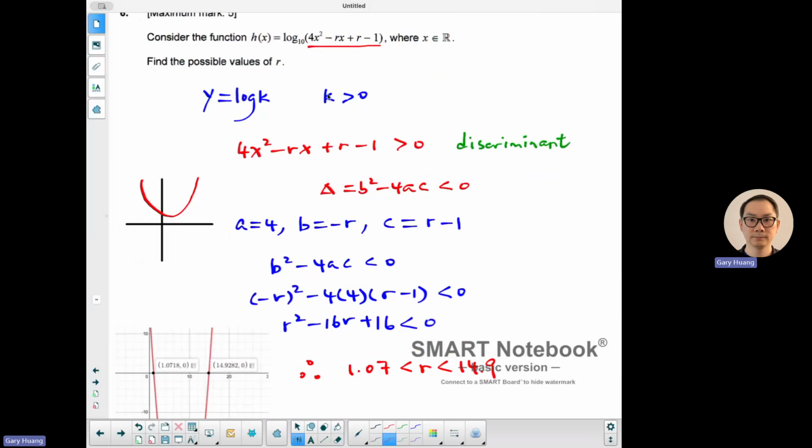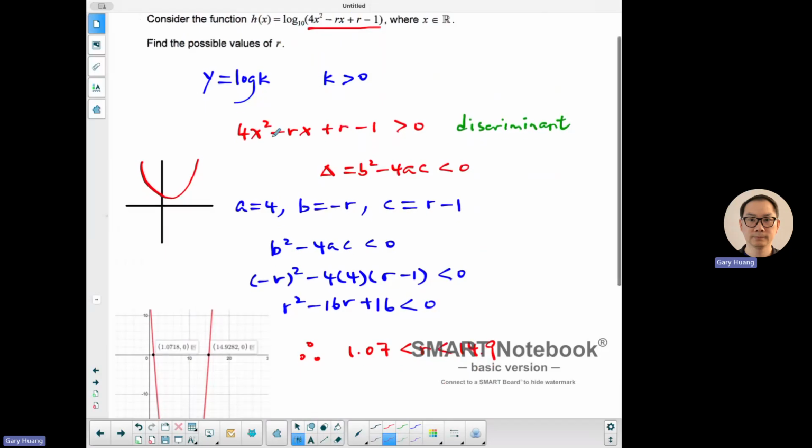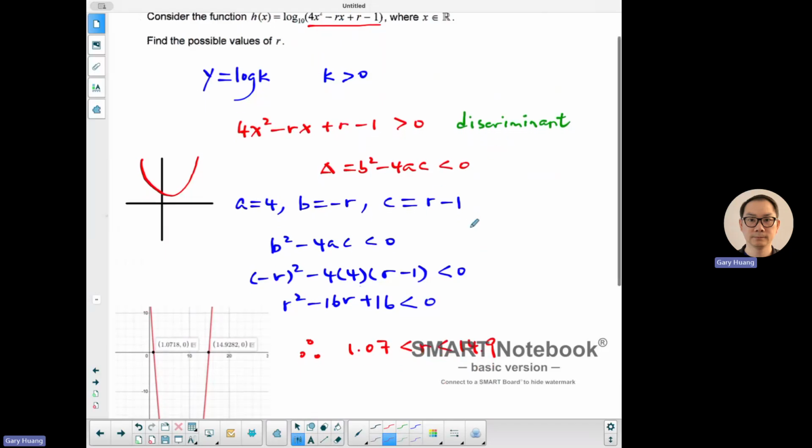Right? So this one is a tricky question, because people were confused by the log and they were trying to solve for a logarithm. Well, that's actually not what they're asking. This has to be the domain of a log function, which leads to a discriminant question.